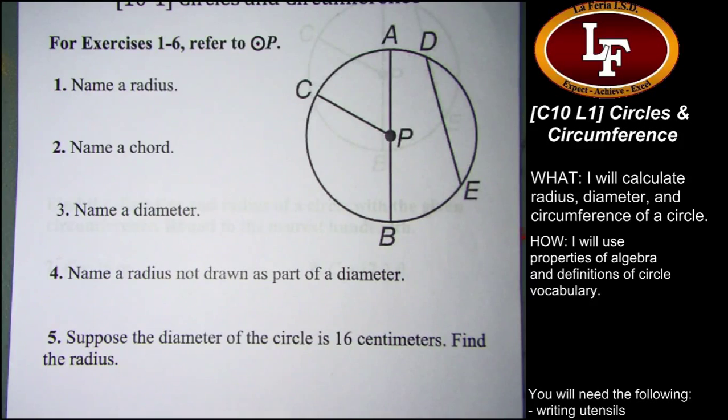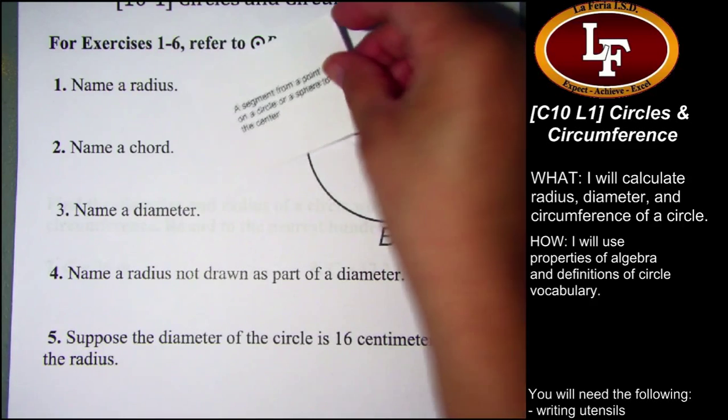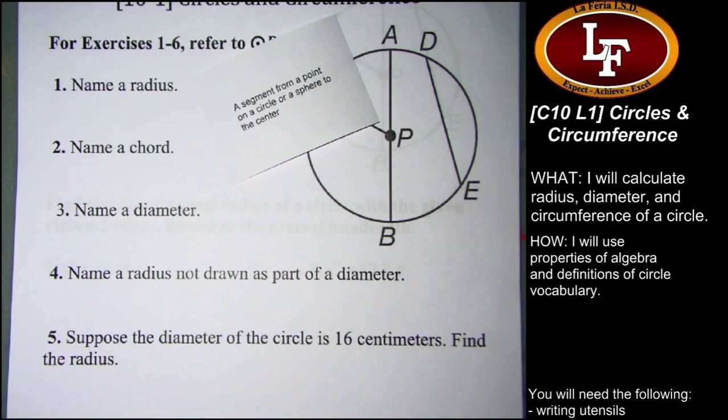Number 1 asks you to name a radius. This is requiring you to go back into your notes and recall what the definition of a radius is. As you're flipping back through your notes, we find that the definition is a segment where one endpoint is on the circle and the other endpoint is the center of the circle. And here is from our vocabulary matching that you should already be done. Here's the definition for the radius.